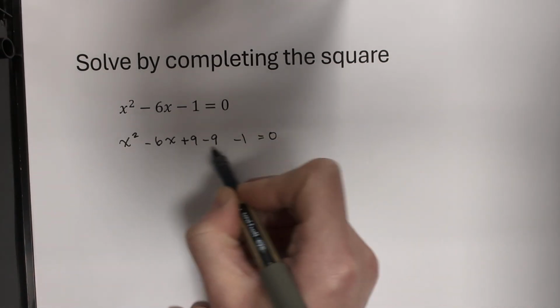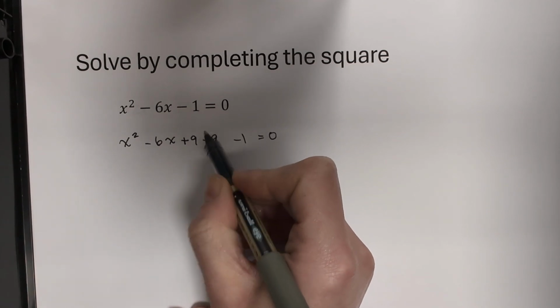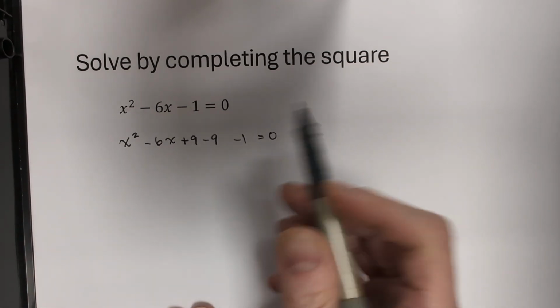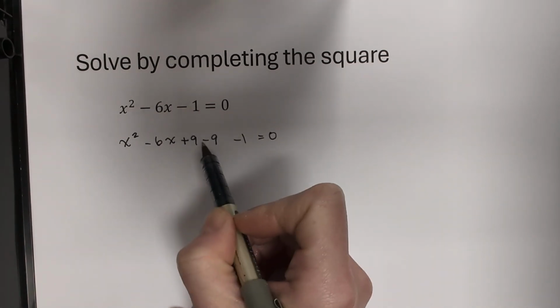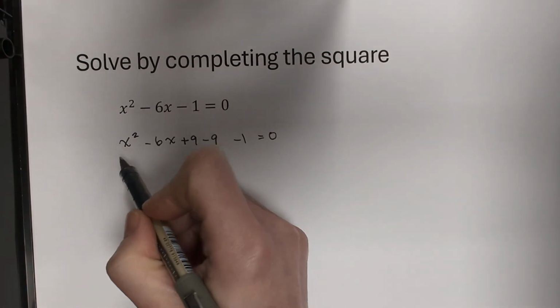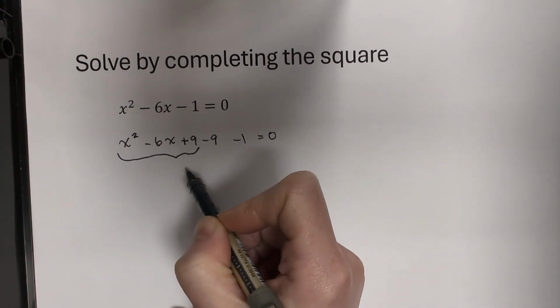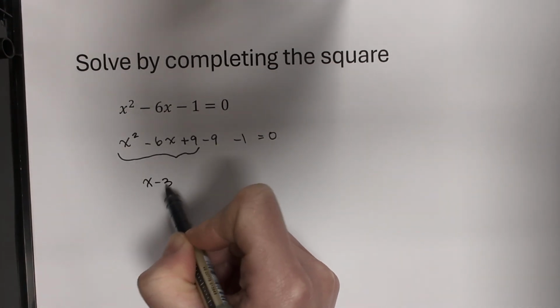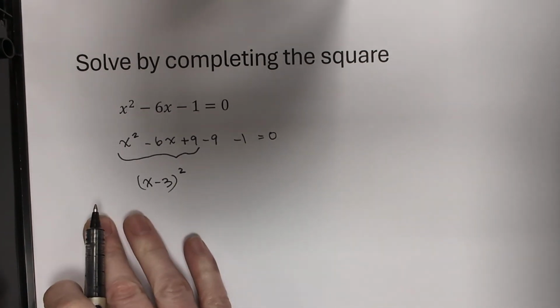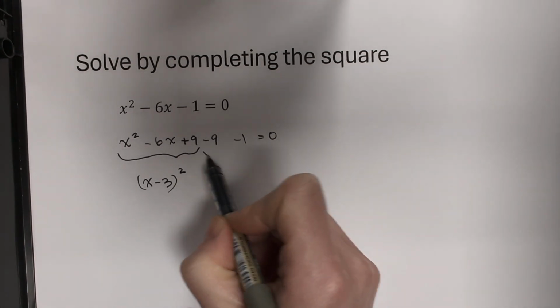What you can add is 0. Adding a 0, no matter how you write it, is fine. That's our identity. So plus 9 minus 9 is 0, and we haven't actually changed it. We've just changed how it looks. And now you have a perfect square. Thinking back to what I showed on the last one, and then you can also combine these.